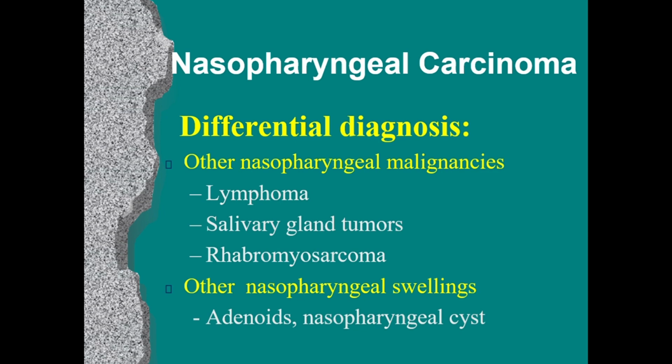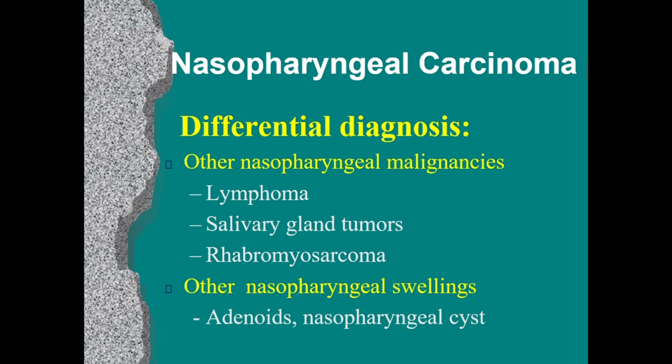Salivary gland tumors, what do we mean by salivary gland tumors? It means the minor salivary gland tumors. We have major salivary gland tumors, which are the parotid, submandibular, and sublingual gland tumors, and there are minor salivary glands distributed in the whole upper aerodigestive tract, and they may give origin to tumors.